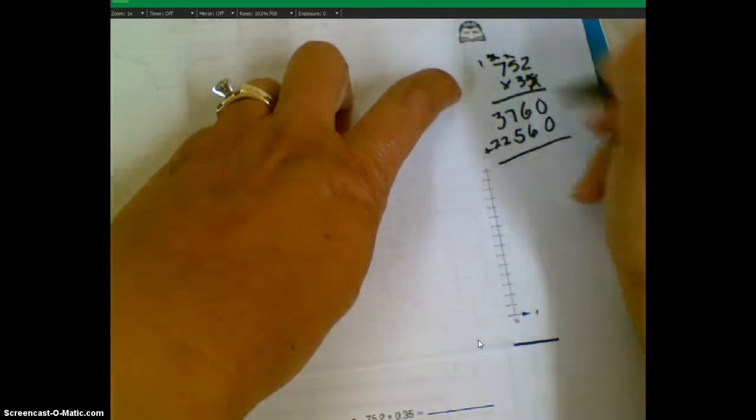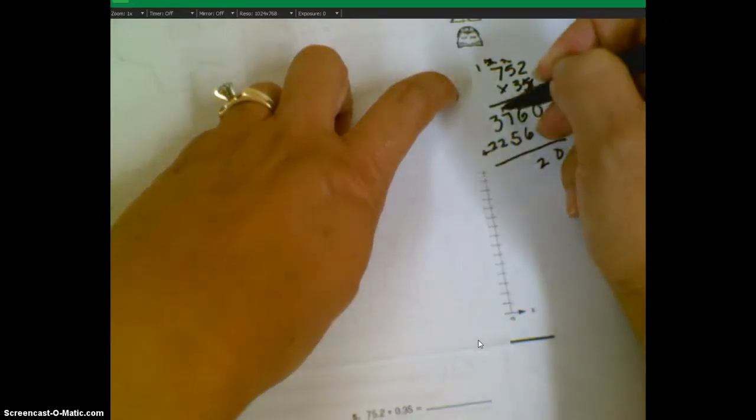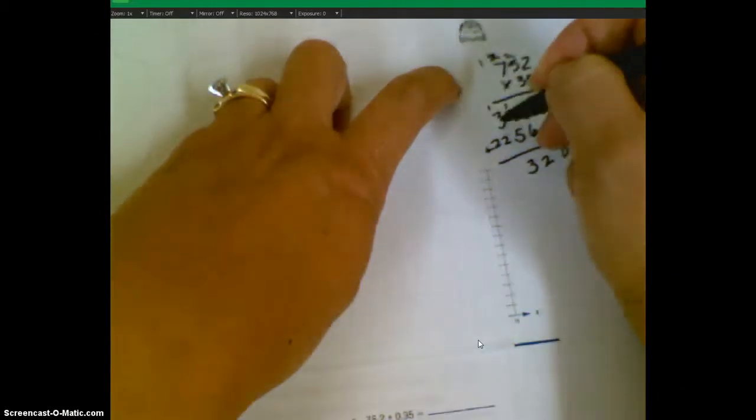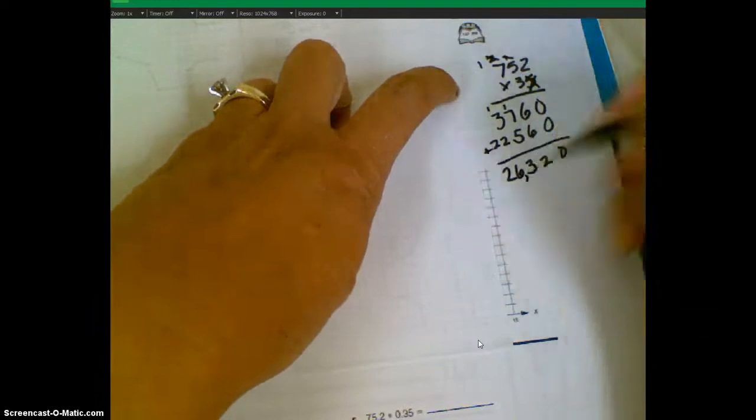Add these up, and I get 0, 12, and 5 plus 1 is 6, plus another is 13. 2 plus 1 is 3, plus another is 6, and I get 26,320.